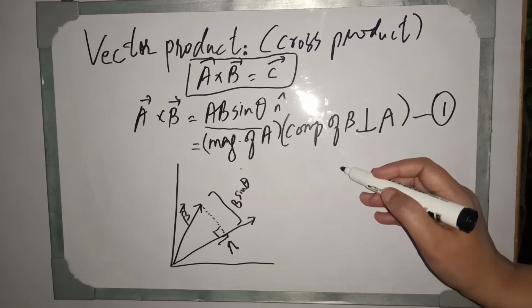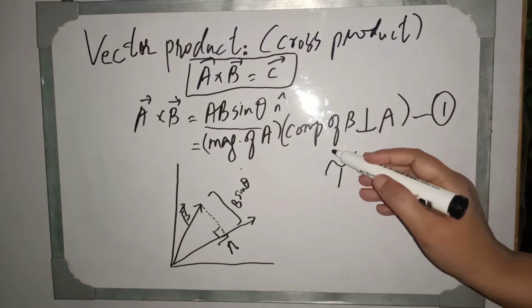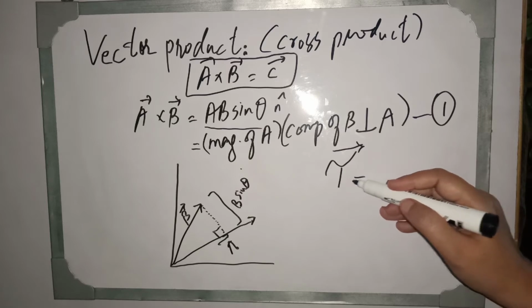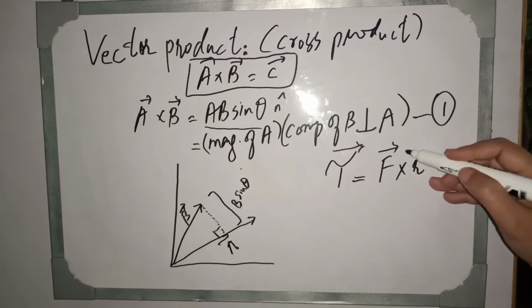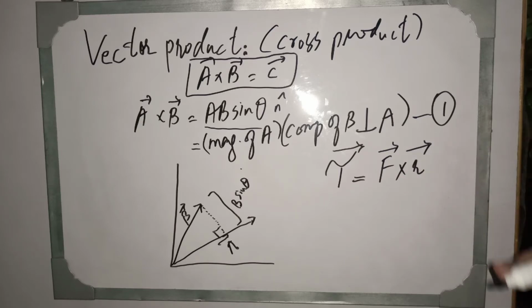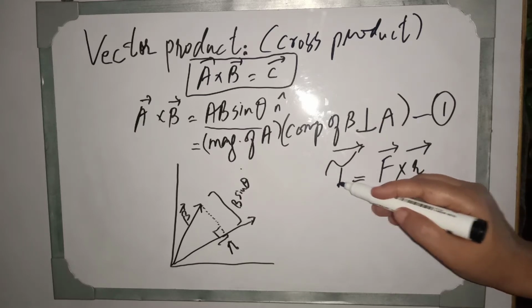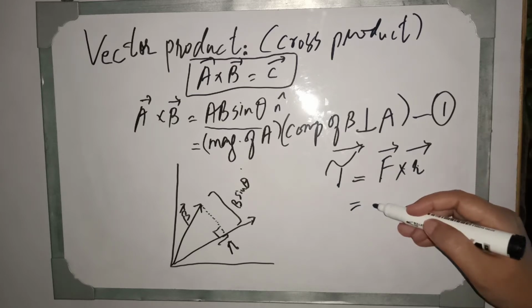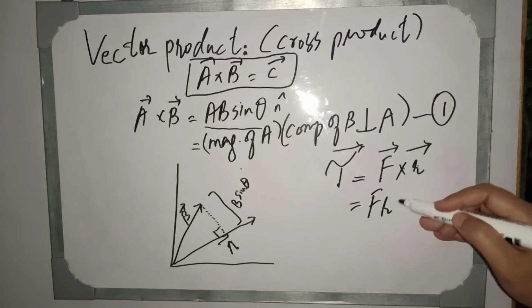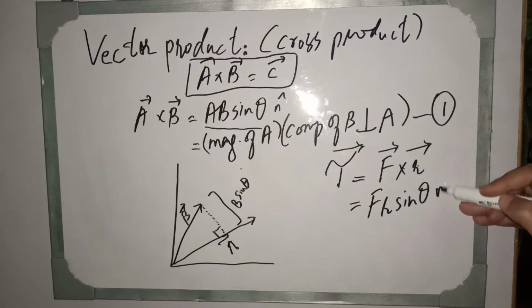A very familiar example of vector product is torque. Torque is a vector quantity which is equal to F cross R. F is a force, R is moment arm, or it can be a distance from the point of application of force up to the axis of rotation. So torque is a vector product of force multiplied by moment arm, and it can also be written as torque is equal to F R sine theta n. This is an example of vector product.